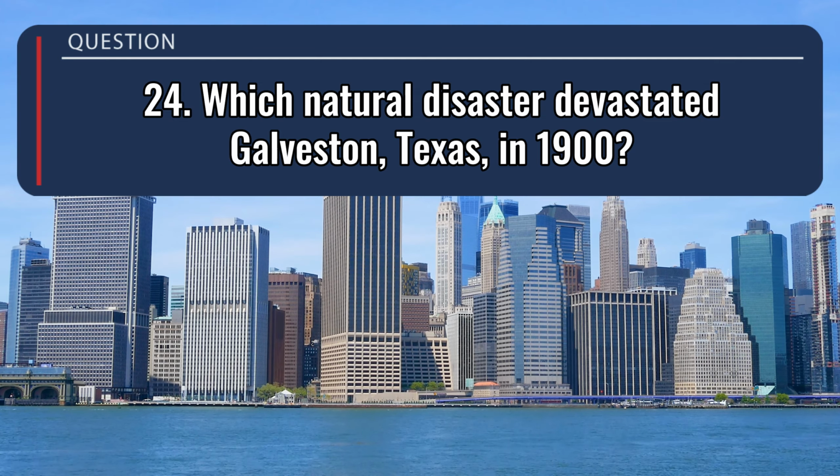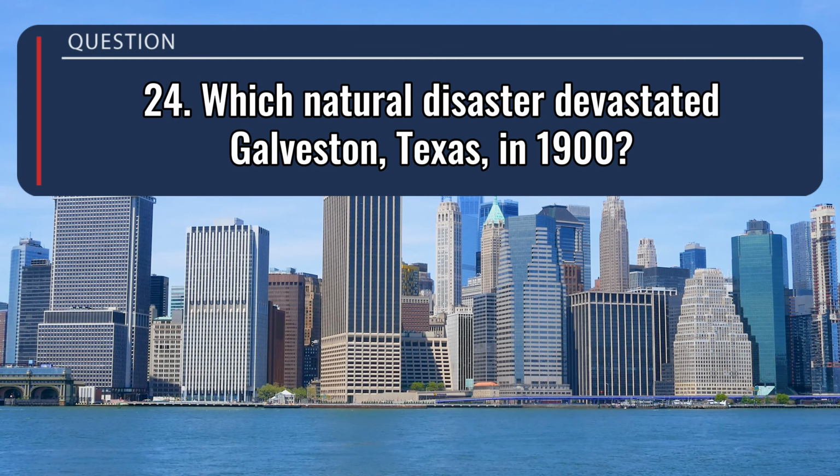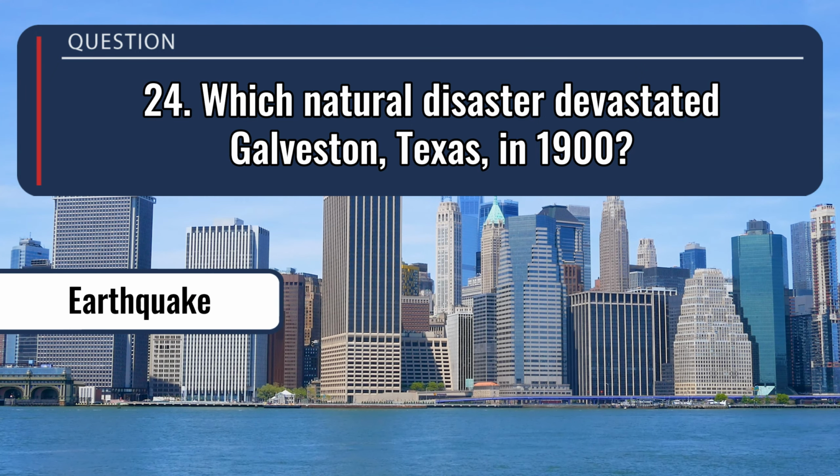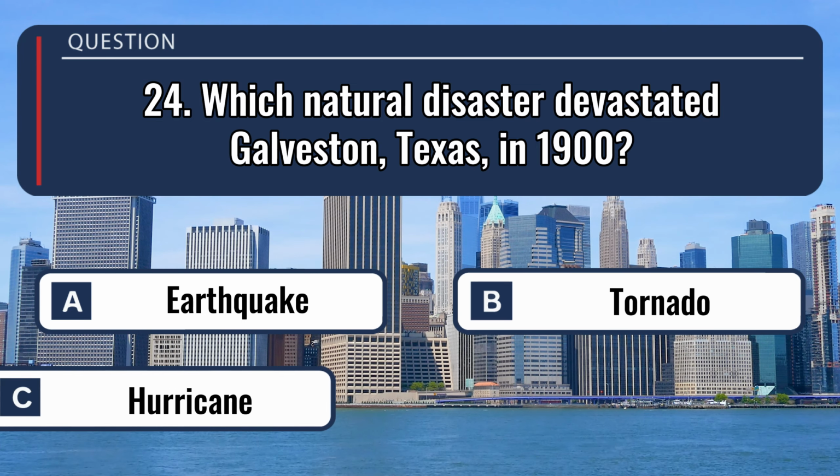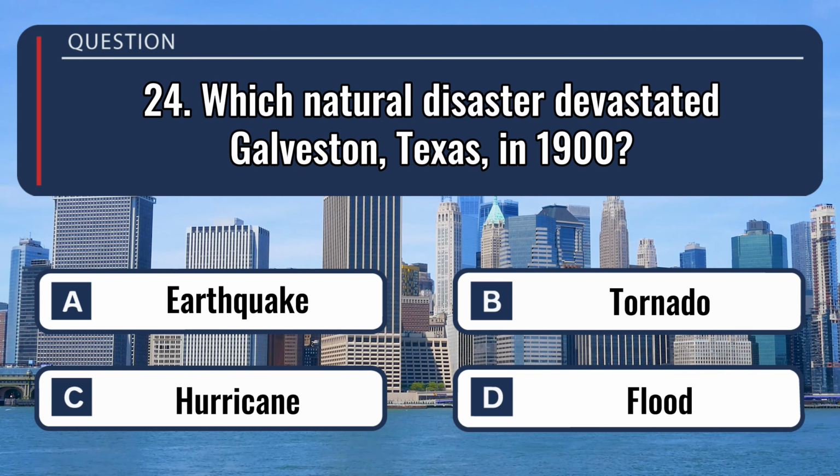Question 24. Which natural disaster devastated Galveston, Texas in 1900? A. Earthquake. B. Tornado. C. Hurricane. D. Flood. The correct answer is C. Hurricane.